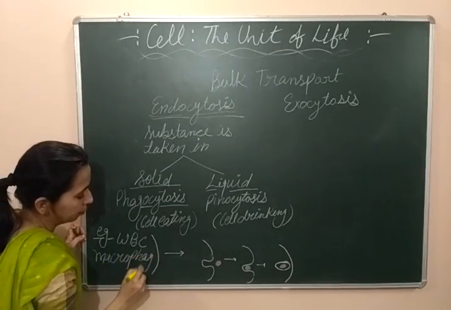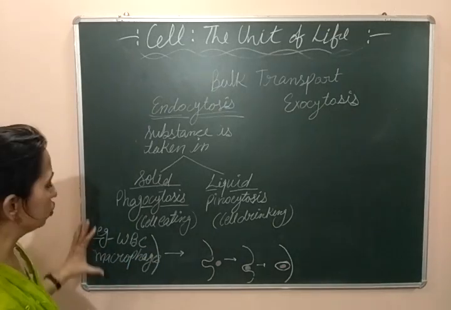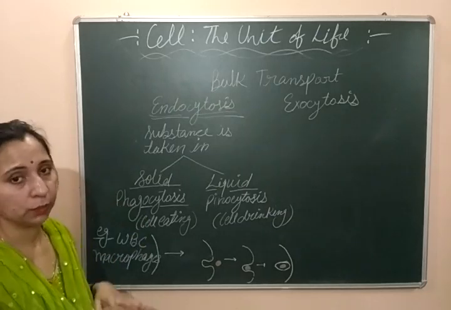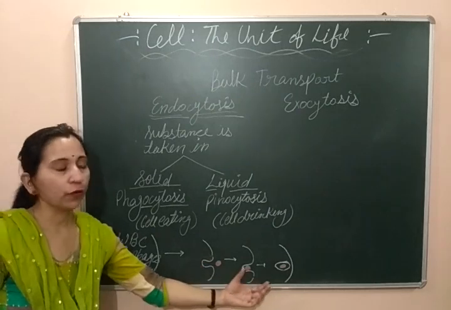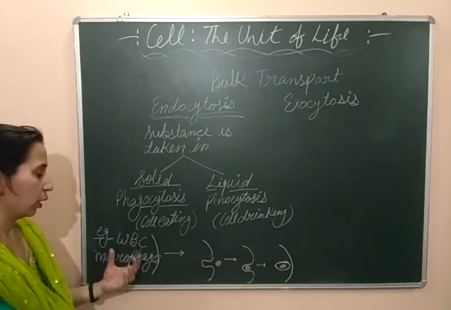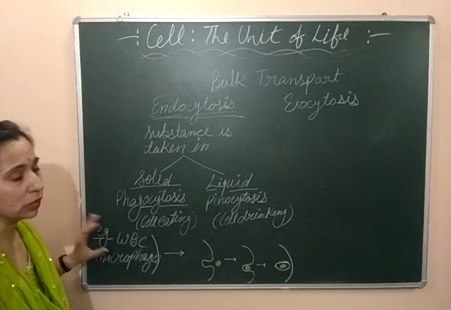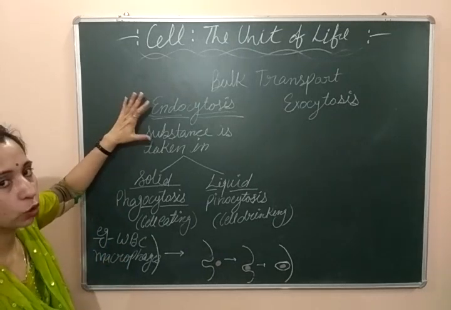WBCs and macrophages. Both of these cells are related to our immune system. They help us to fight against microorganisms. So any microorganism that comes inside the body, they eat these microorganisms in such a way, so they work by endocytosis. The functioning of WBCs and macrophages is based on the process of endocytosis.